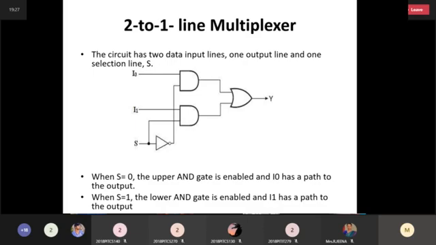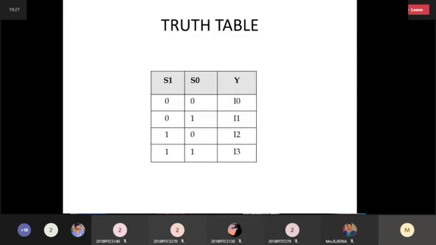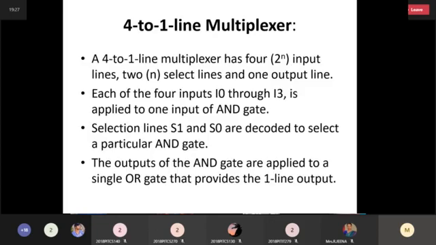Next one is the 4 to 1 line multiplexer. 4 to 1 line means 4. How to represent 4 in 2 power format? 2 power 2 is 4, right? So 2 power 2 inputs and only one output. So how many selection lines are there? 2 selection lines, because 2 power 2.